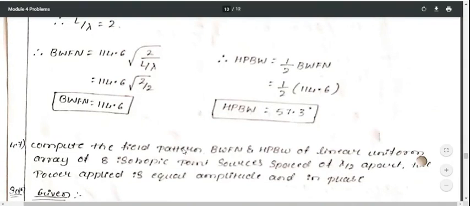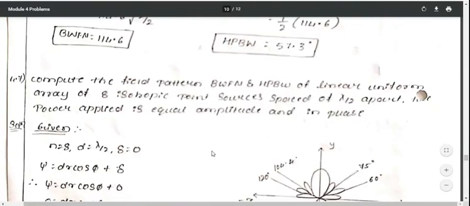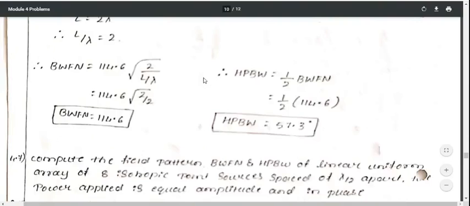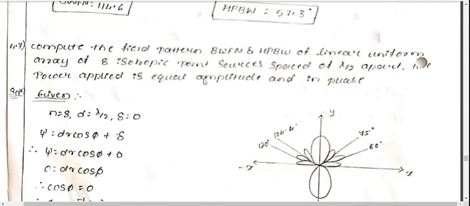The same 4.2, 4.6 equation problem is there, but with a different number of isotropic point sources. In the previous case, there was a phase difference between the adjacent sources. Now in this case, there is no phase difference between the adjacent sources, so delta is equal to 0 in this case.